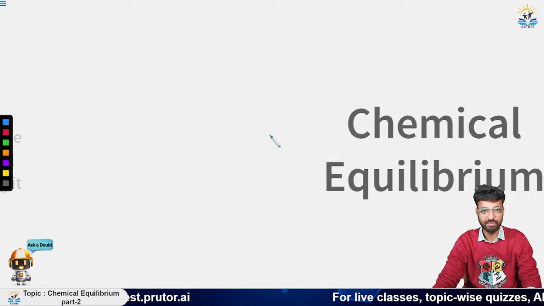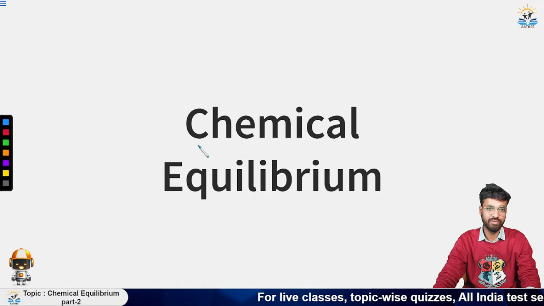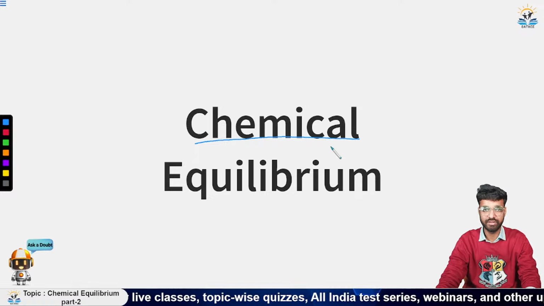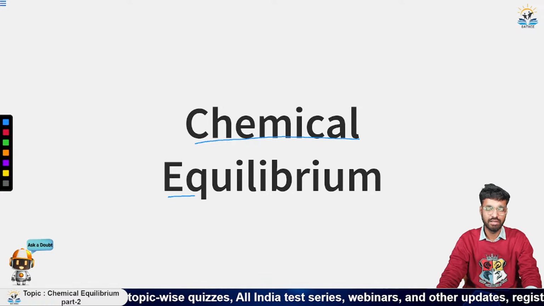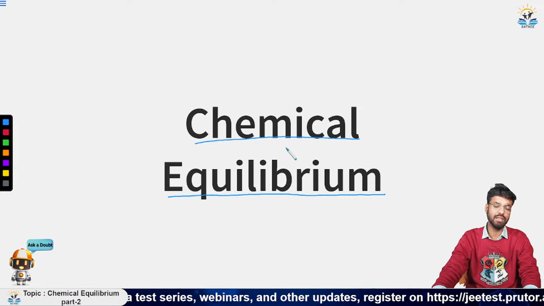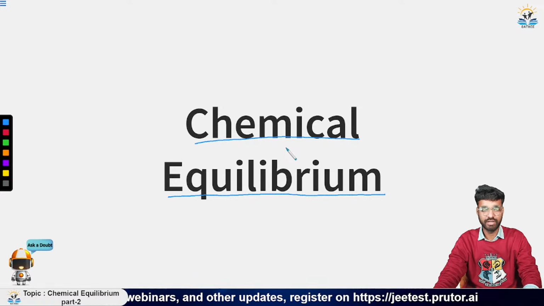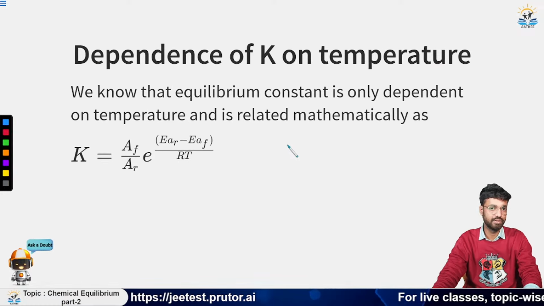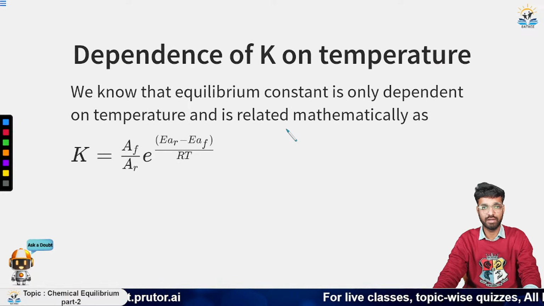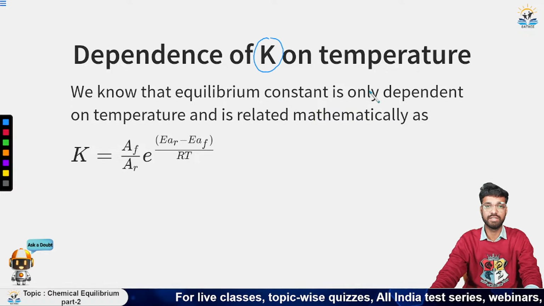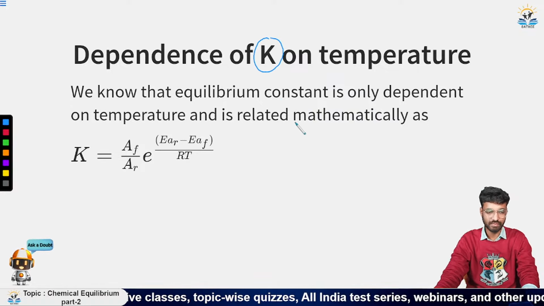Yesterday we started the chapter on chemical equilibrium, and today we will be completing it. In the previous class we studied the equilibrium constant, what equilibrium is, and its characteristics. Today we will mainly focus on how the equilibrium constant can be altered. We'll see the dependence of K on different parameters like temperature, pressure, concentration, and various other things.